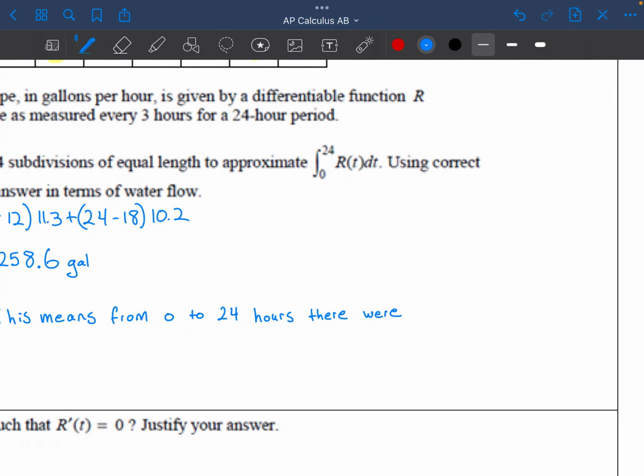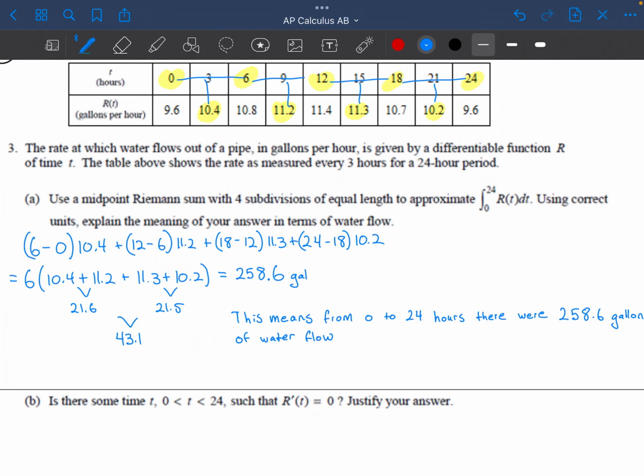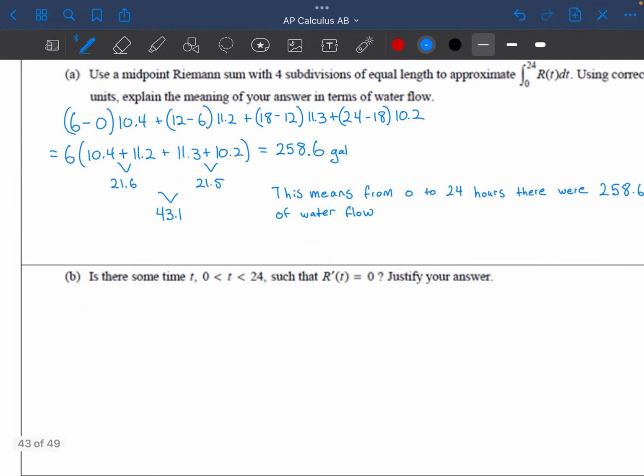There were 258.6 gallons. Can I fit in of water flow? I'm going to put down here, of water flow. Yeah, I'm going to go with that. Yeah, I've answered all the parts of the question.